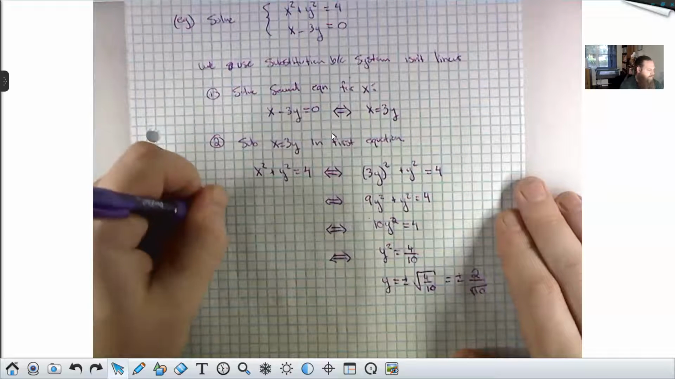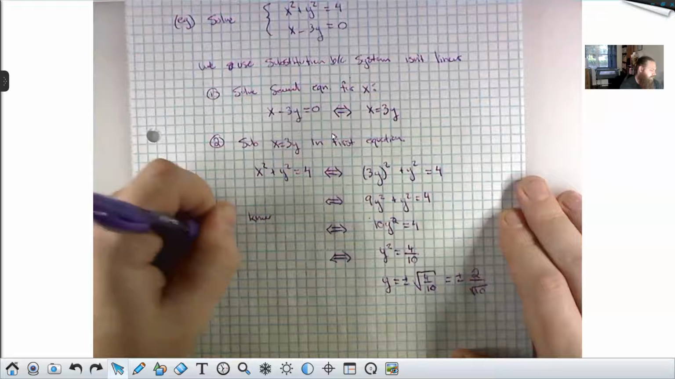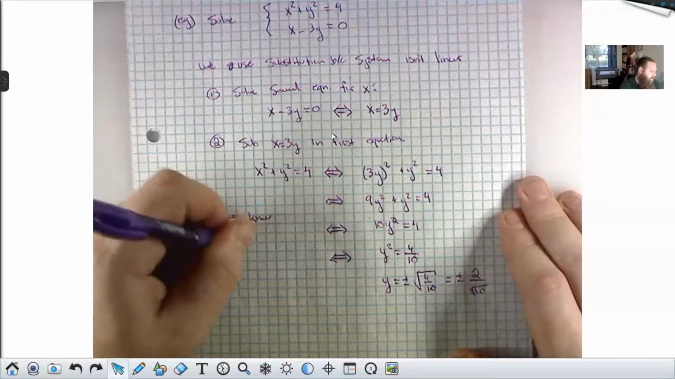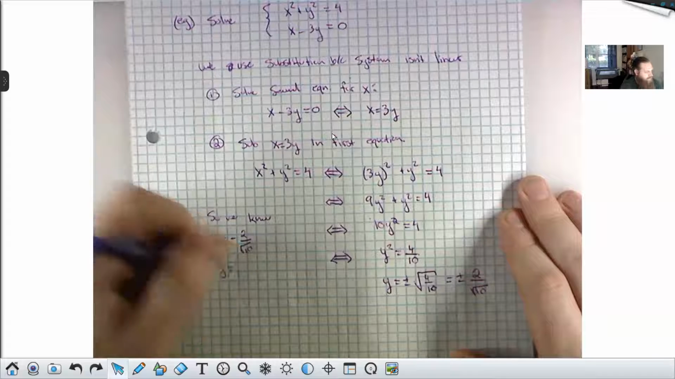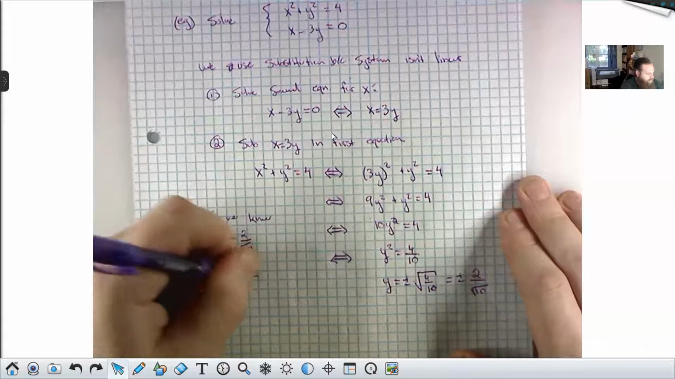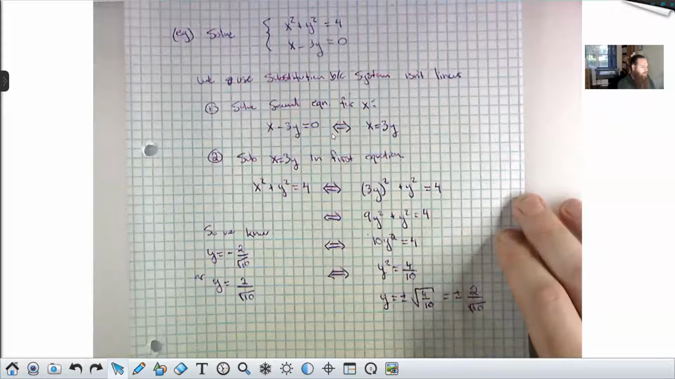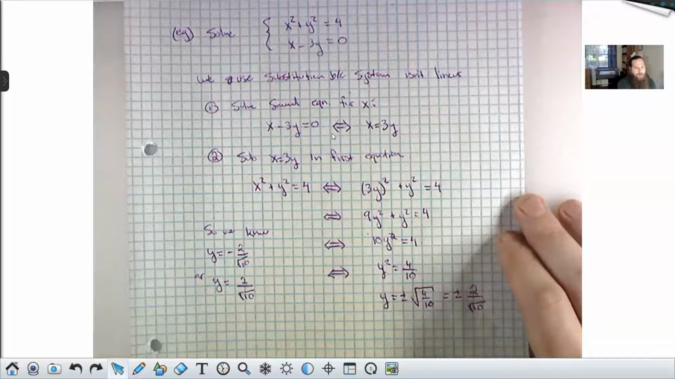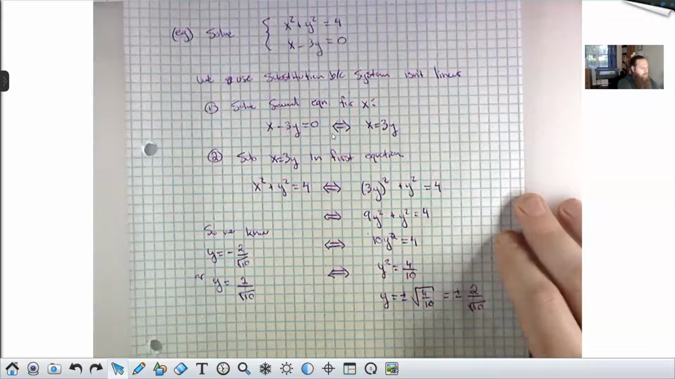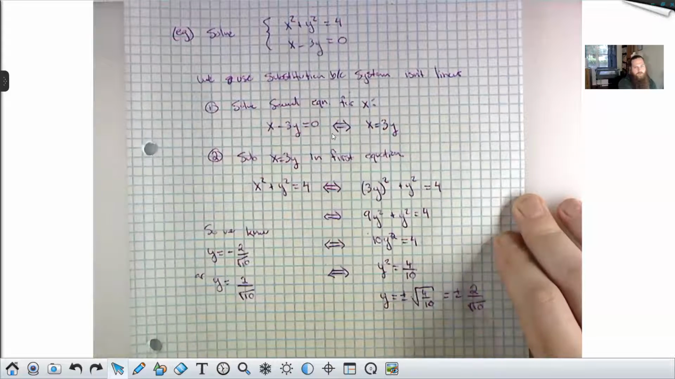So we know that y is equal to negative 2 over root 10, or y is equal to positive 2 over root 10. And it's going to turn out to be the case, just like the earlier substitution problems, that we plug each of these into the other equation to get our x value, and we get two solutions. So the line here, x minus 3y equals 0, intersects this circle twice.